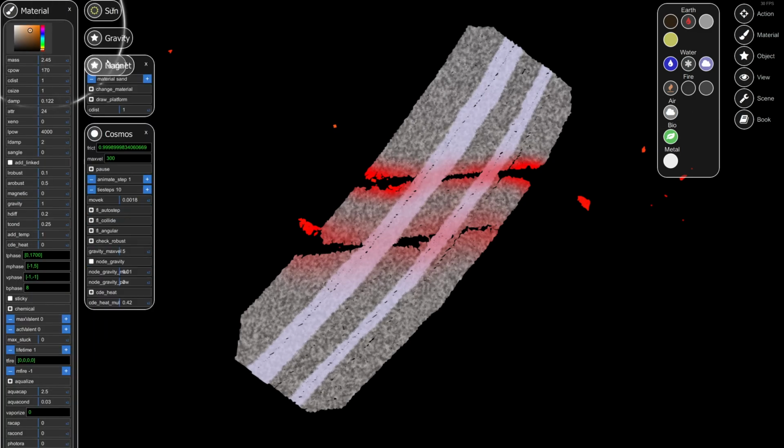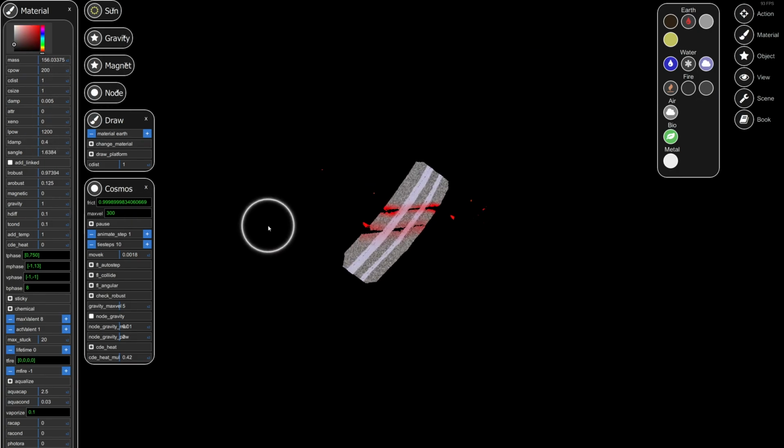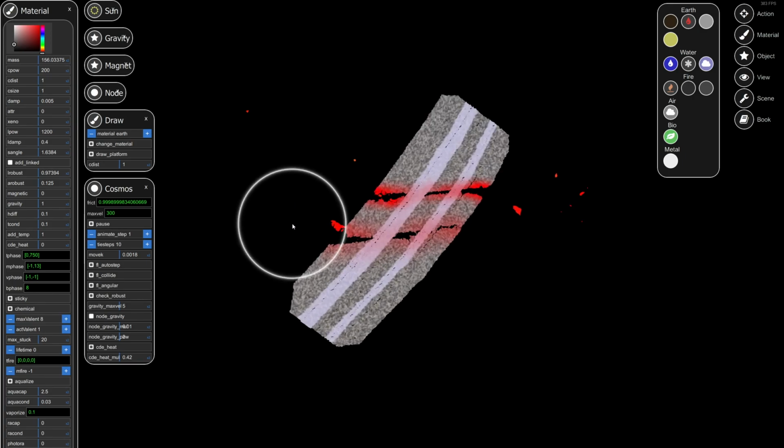Basically, I went into the material sand, and I gave it a lifetime of 1. And now anytime I want to get rid of something, whenever it reaches a certain temperature, what you do is you go into the material. So let's say I want the rod part of the APFSDS round to disappear as it gets hot. Well, then what we do is we mess with the T phase. This second number right here determines the temperature at which it will change into the material that's listed beneath it.